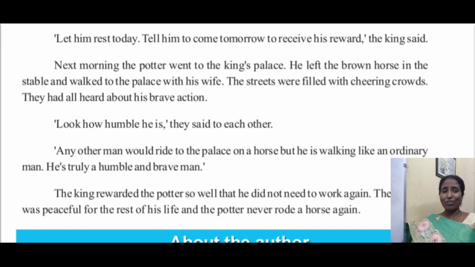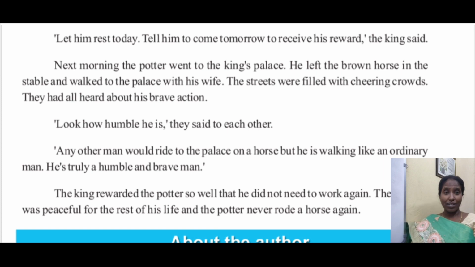Why actually was he going by walk? He cannot ride a horse. One horse ride only is sufficient for his entire lifetime. So he was going by walk. The streets were filled with cheering crowds. All the people were shouting, "Zindabad, Potter, Zindabad, brave Potter, Zindabad." Everyone was cheering. They had all heard about his brave action.